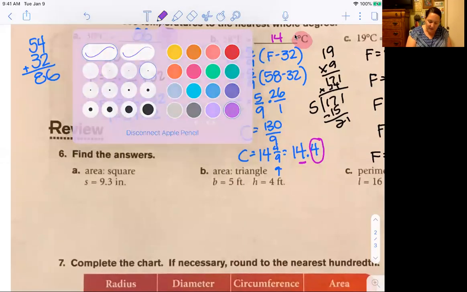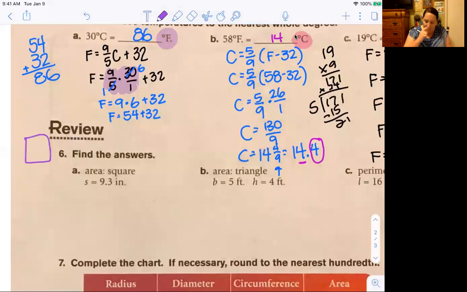So I'm going to use a square, and I'm going to draw my square, and my square has a side of 9.3 inches. And I am finding the area of this square. So what is my formula? Area, we used it earlier today too. Area equals S squared. Area equals 9.3 squared.